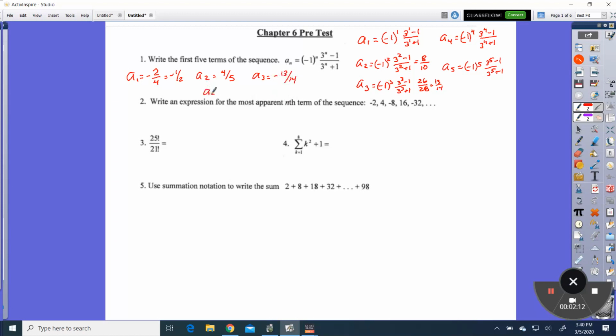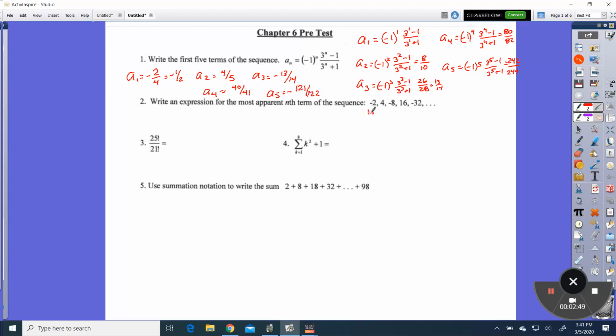Okay. A4, 3 to the fourth is 81, minus 1 is 80, so that's 80 over 82, so that's 40/41. And then to the fifth is 243, minus 1 is 242, plus 1 is 244. That's a negative to an odd power, so it's negative. So that's negative, and this reduces to be 121 over 122. So that's how you do the first question.